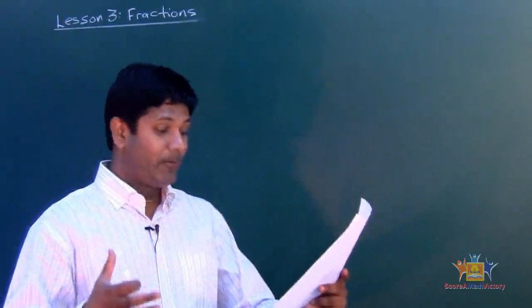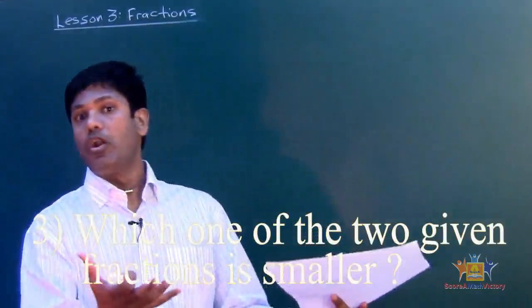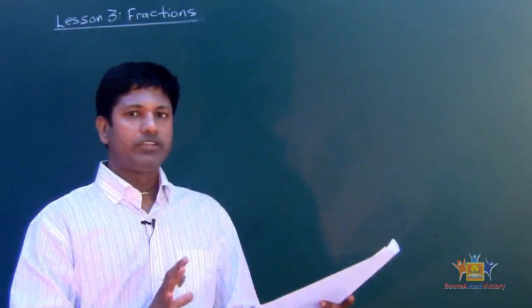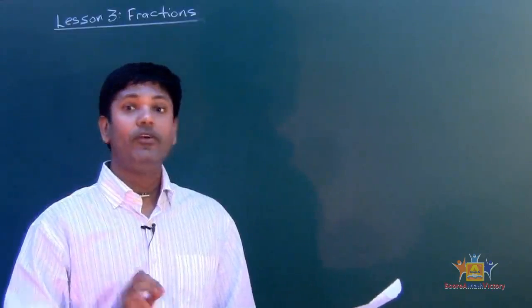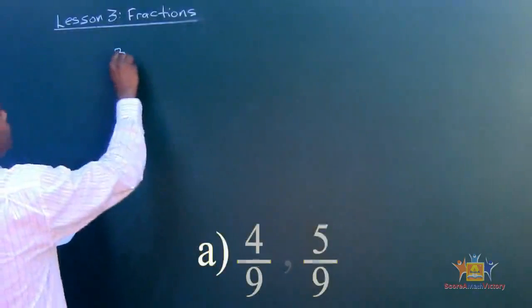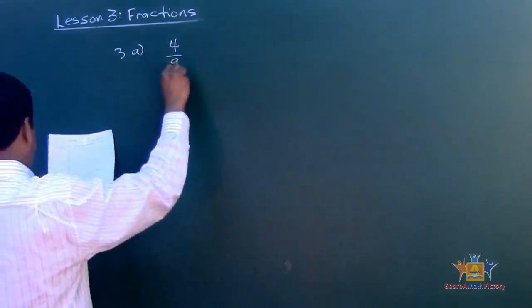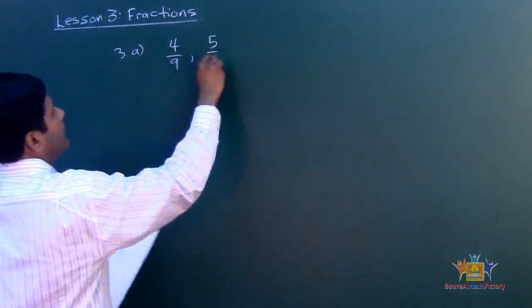Alright, okay, problem number 3. Which one of the two given fractions is smaller? Always read the question. I didn't ask for bigger, I'm asking for smaller. Okay, so let's write that down. Number 3, A. So we're looking for smaller, and the two fractions are 4 over 9 and 5 over 9.